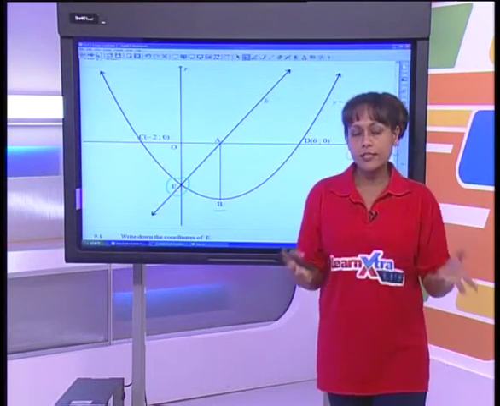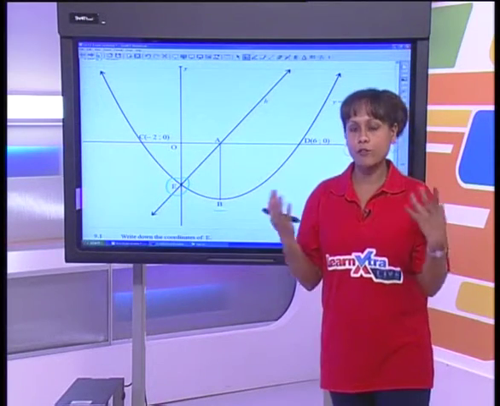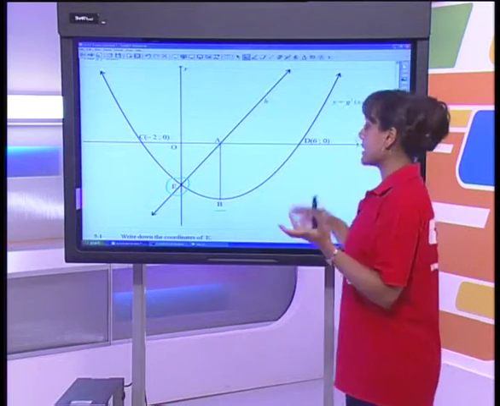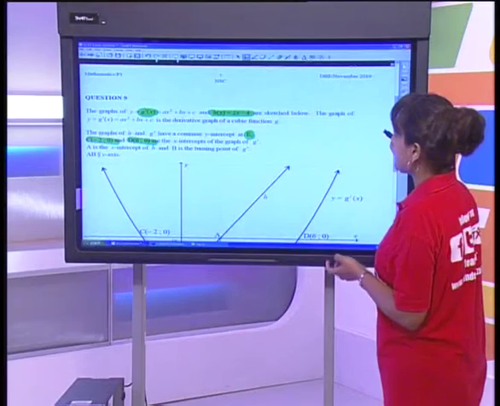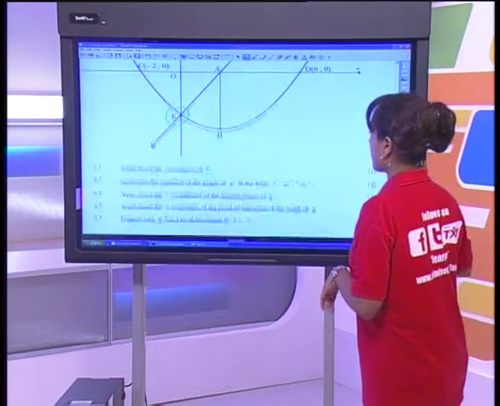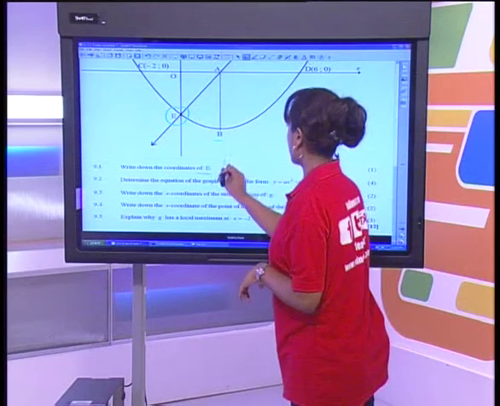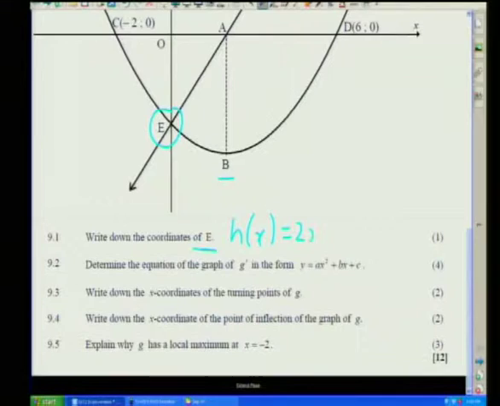This one is actually nice and easy for you to do because they've given you the equation of the straight line. So they've told you that h of x is equal to 2x minus 4. So we can quite easily find the y-intercept from that graph. So h of x is equal to 2x minus 4. And remember that the y-intercept of the straight line and of the parabola are both the same.